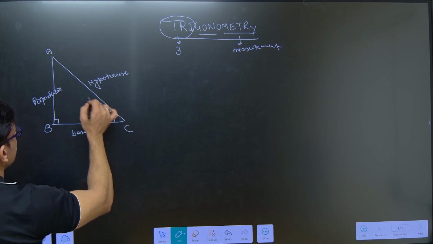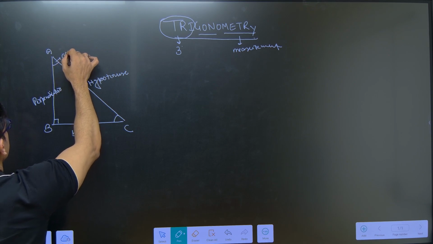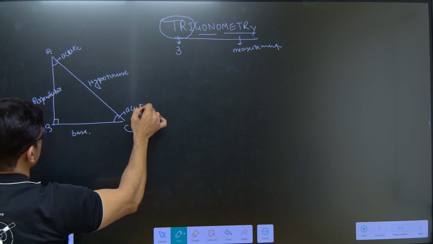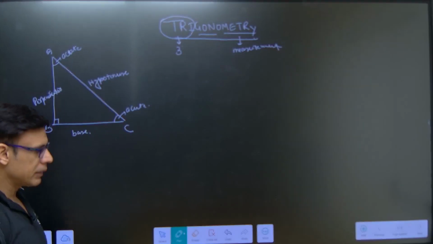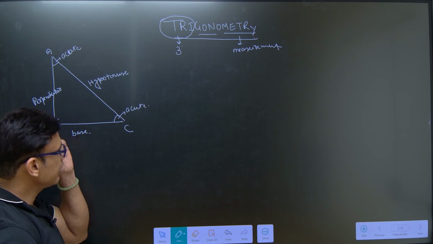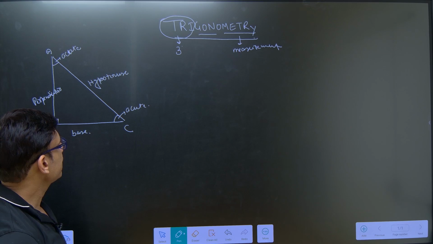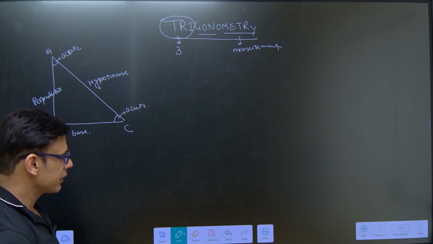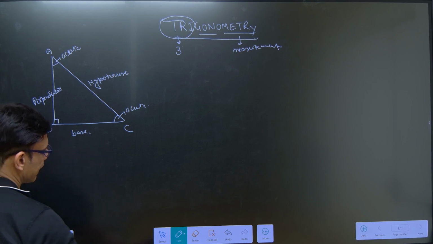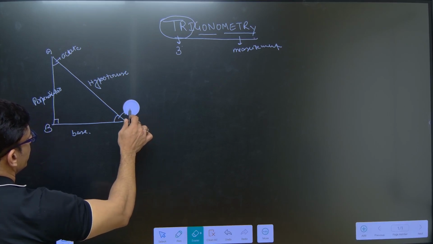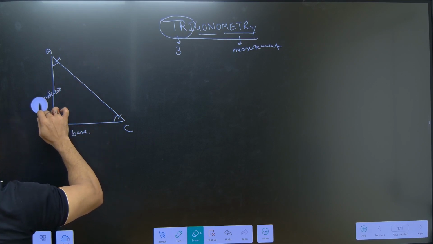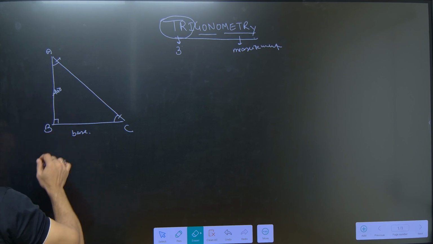Here, these two angles which are formed are both acute angles, because in a triangle the sum of all interior angles is always equal to 180 degrees. So one is 90 and the other two are acute angles. And then we have the hypotenuse, which is the longest side. Now in this right angle triangle, what about the trigonometric functions? In higher classes they call these functions.